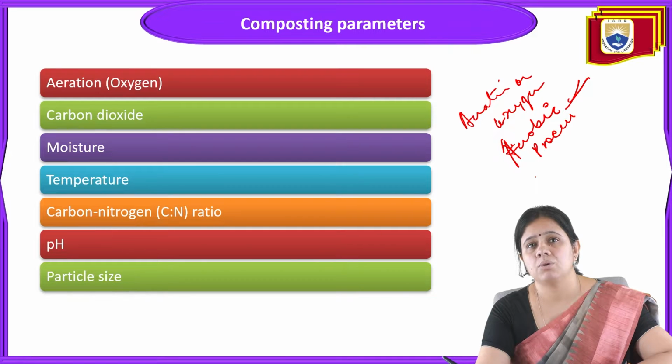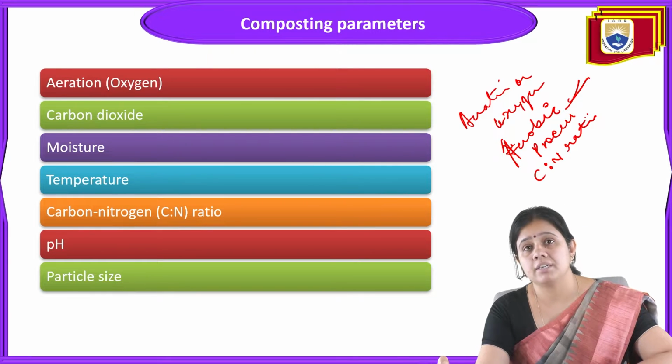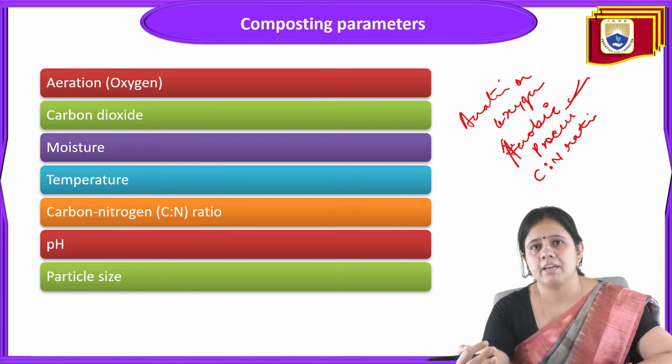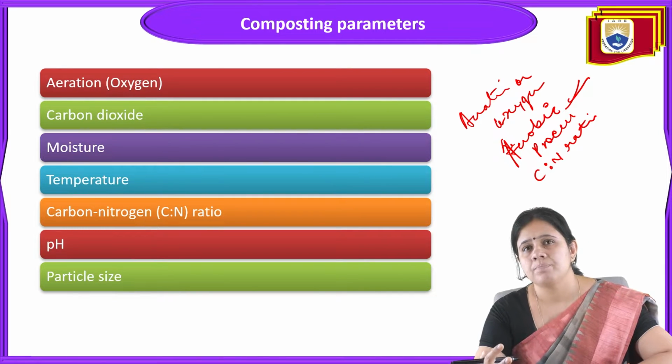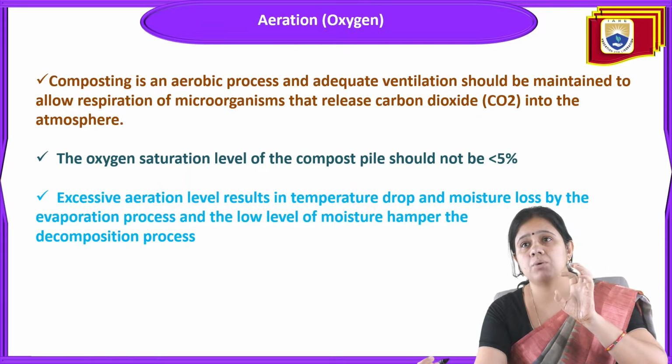The next point is the carbon nitrogen ratio, the C/N ratio. The C/N ratio is an important parameter for composting. Next are the pH and particle size. We'll discuss all these parameters in detail in the coming slides. First we will start with the aeration point, that is, oxygen.